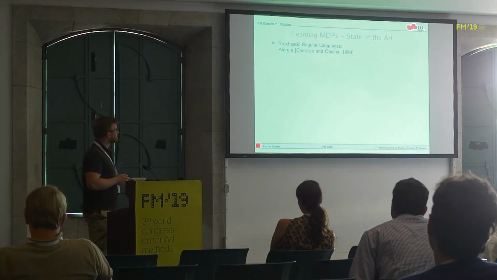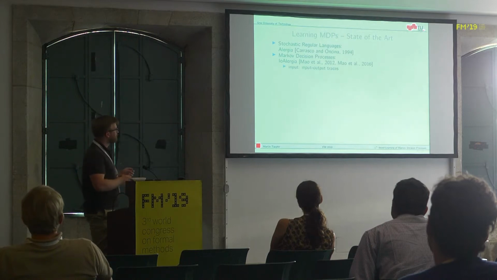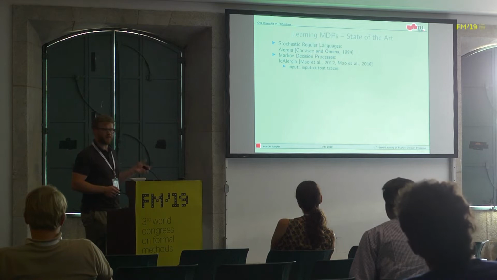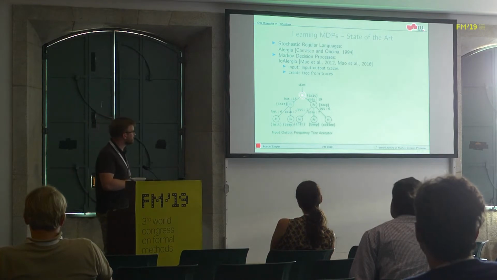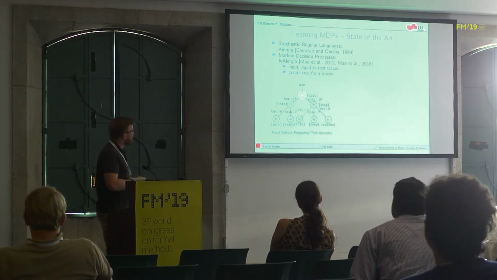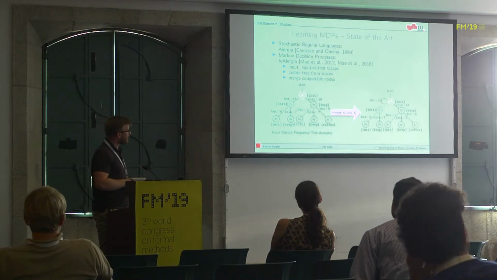All right, how is this usually done? There's Alergia, which is a passive learning algorithm for stochastic regular languages. And this algorithm has been adapted by Mao and colleagues to IOAlergia for learning Markov decision processes. So this algorithm takes as input input-output traces of the Markov decision process that we want to learn, and then it creates a tree from those traces. So here you see such a tree, and it looks quite similar to the MDP we've seen before. So we have outputs, we have inputs, and we have frequencies that denote how often a sample was present in the input sample.